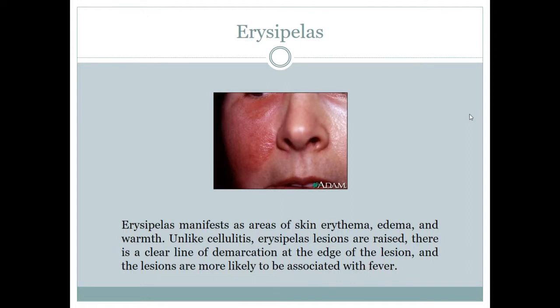Erysipelas is similar to cellulitis, but the lesions are raised, and there's a clear line of demarcation between the infected and inflamed tissue and the non-infected. So you can see this lesion here on the side of the face, kind of under the eye. This would be swollen. It would be painful. There would be very bright redness, as you can see here, and also warmth. So this would be hot to the touch.